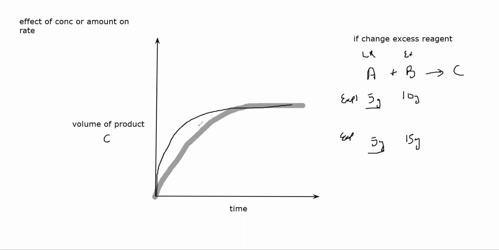Why is the final product not changing? Because the final product depends on the limiting reagent. If the limiting reagent is used up completely, like 5 grams of A in experiment 1 and 5 grams of A in experiment 2, that will result in the formation of the same amount of product in both experiments. But what will happen if I change the limiting reagent, like A is reacting with B? First, I use 5 grams of A with 10 grams of B. Then I use 7 grams of A with 10 grams of B.